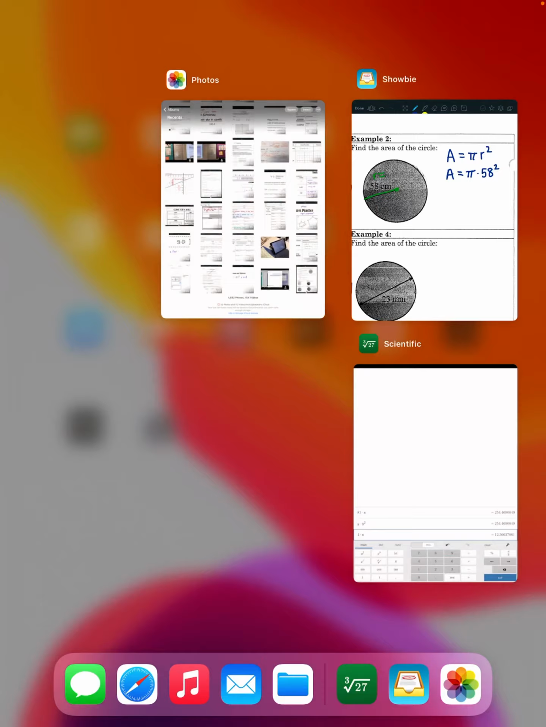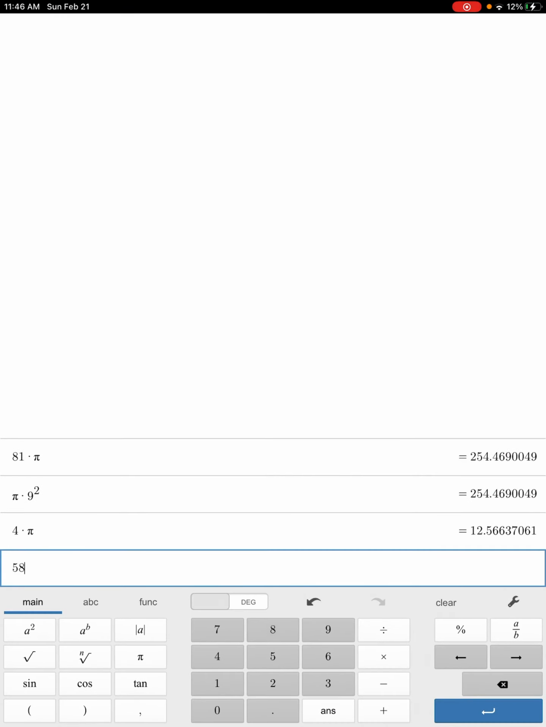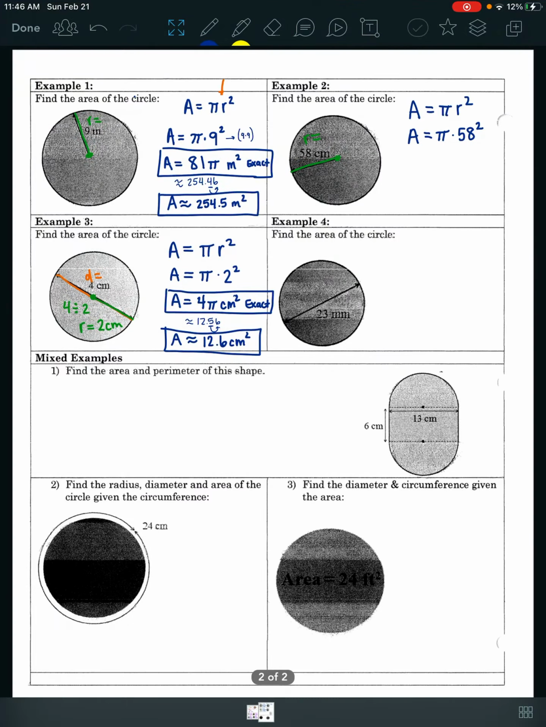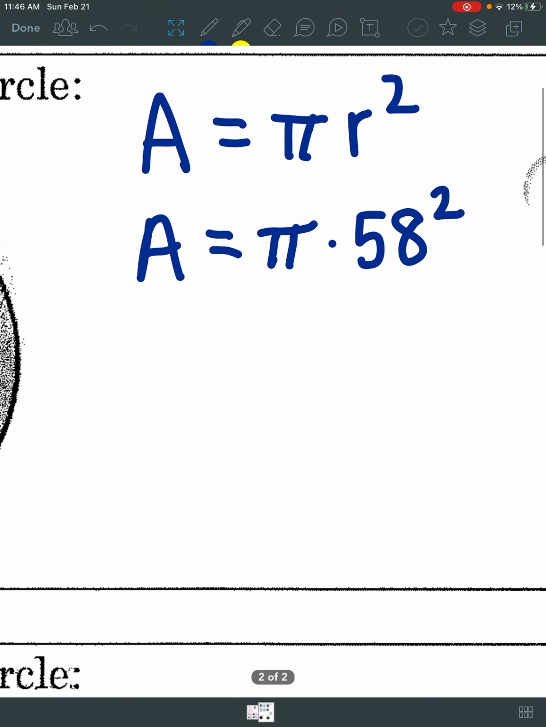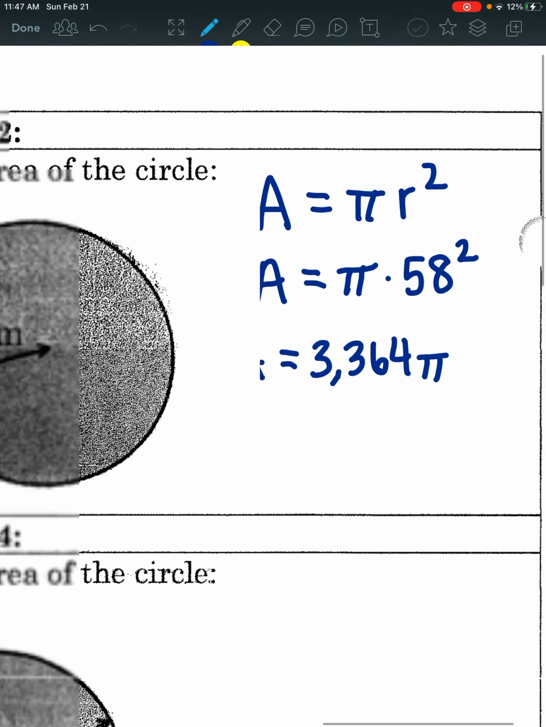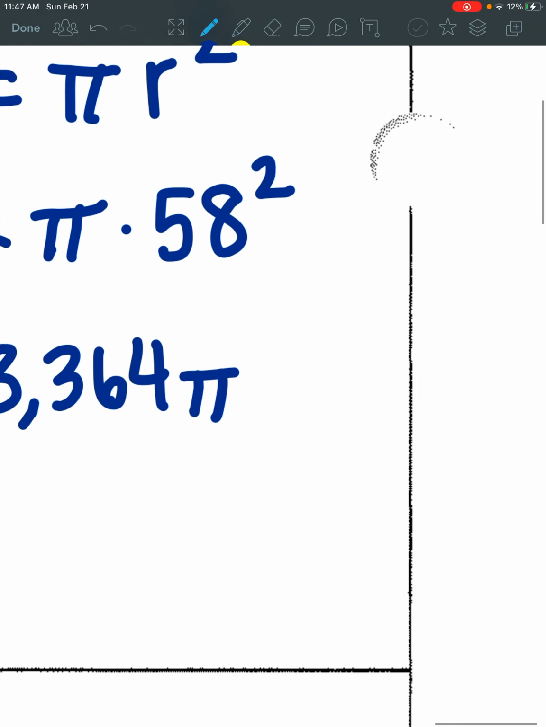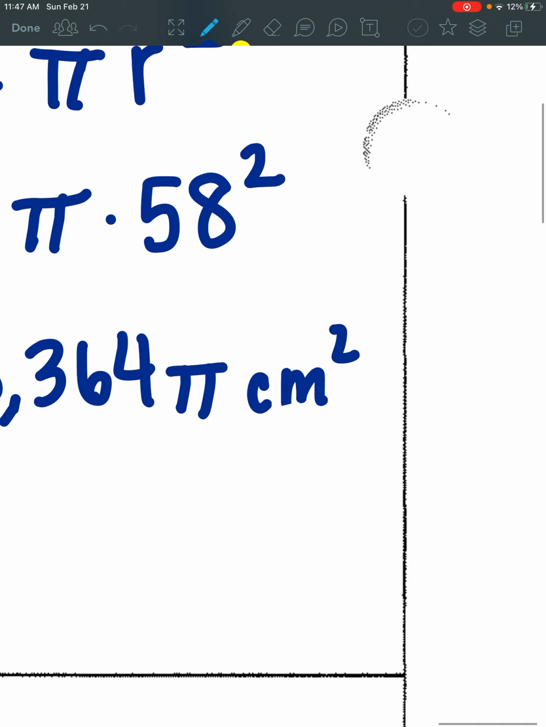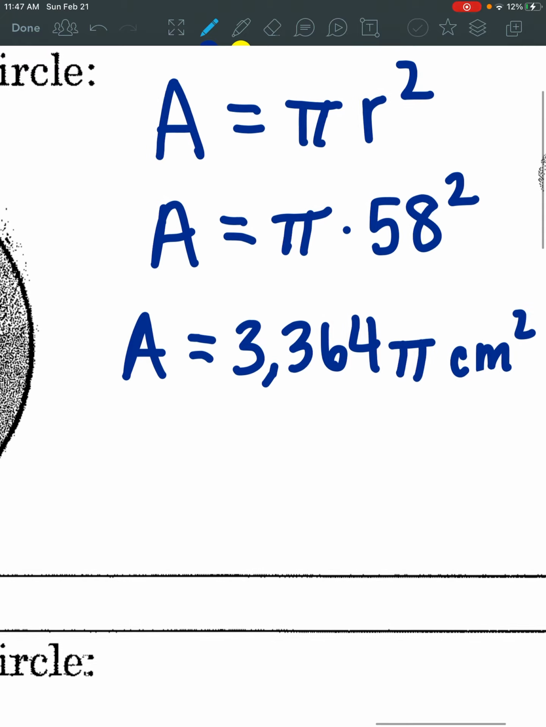Now, I do not know 58 squared off the top of my head, so I'm going to come over here. You can type in 58 times 58, but you can also hit this squared button and it does the same thing. So 3,364. So 3,364 pi, because I haven't multiplied it by pi yet, and this is labeled centimeters. So centimeters squared, that is our exact answer in terms of pi.